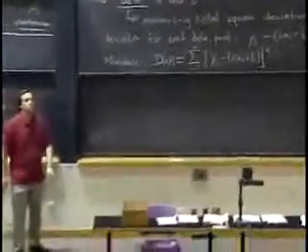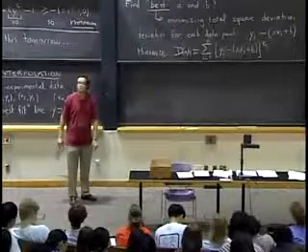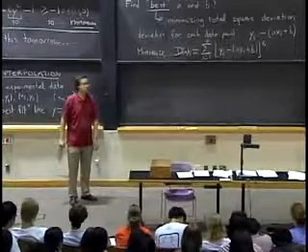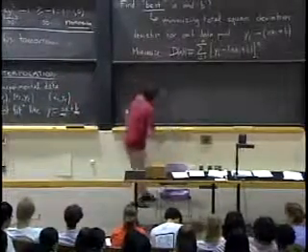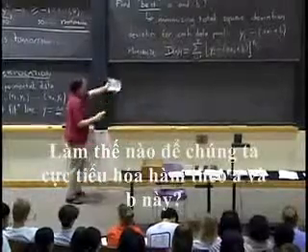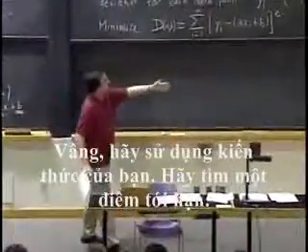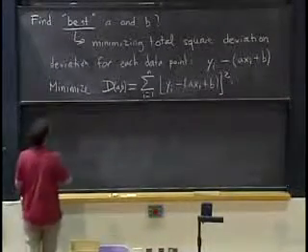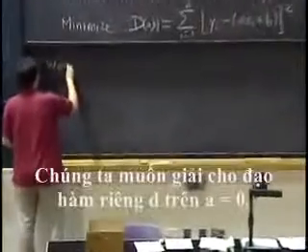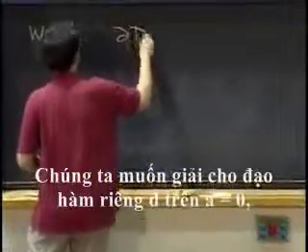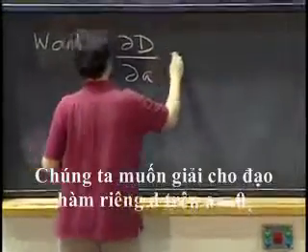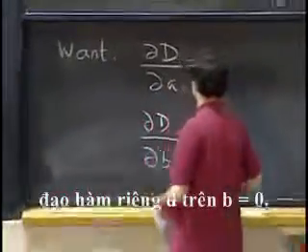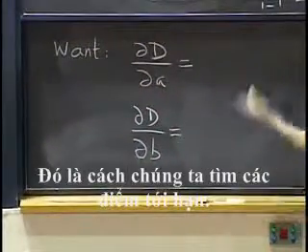Any questions? Okay. So how do we minimize this function of A and B? Well, let's use our new knowledge. Let's look for a critical point. So we want to solve for partial D over partial A equals 0 and partial D over partial B equals 0. That's how we look for critical points.